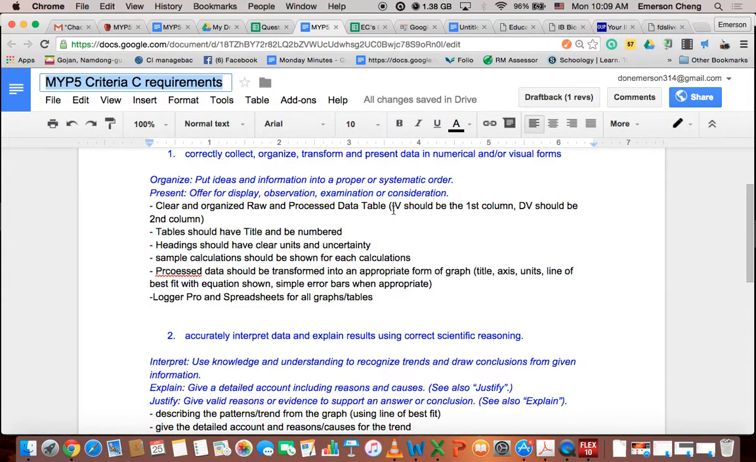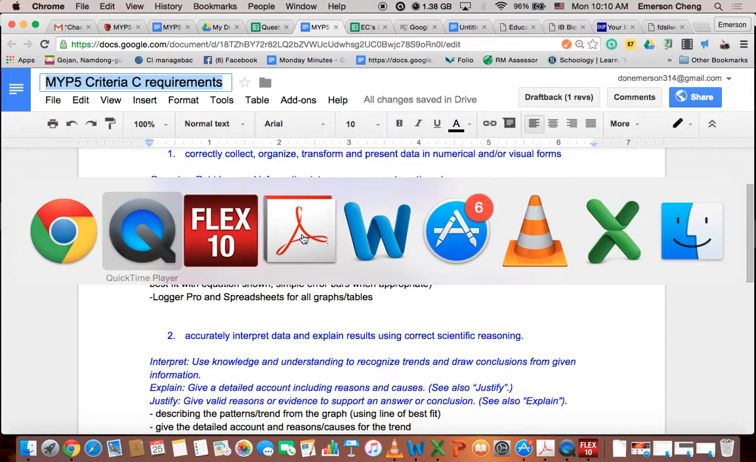I want you guys to separate them. Independent variable, first column, dependent variable, second column. Second, the table should have a title and be numbered. Okay, titled and numbered. I'm going to give you an example. It's on the board too, but I will make it a little bit clearer.